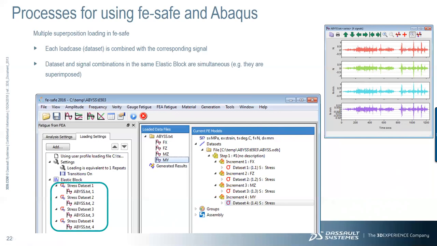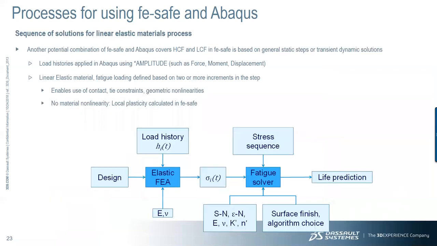Okay. So this is the first type of loading which the users can get. The second type of loading is the sequence of solutions. In the previous workflow, there was a linear finite element analysis. In the second workflow, you are now doing a non-linear finite element analysis, such that your material properties are still linear, but you have large deformation. So in this case, your load will be coming from the load history.